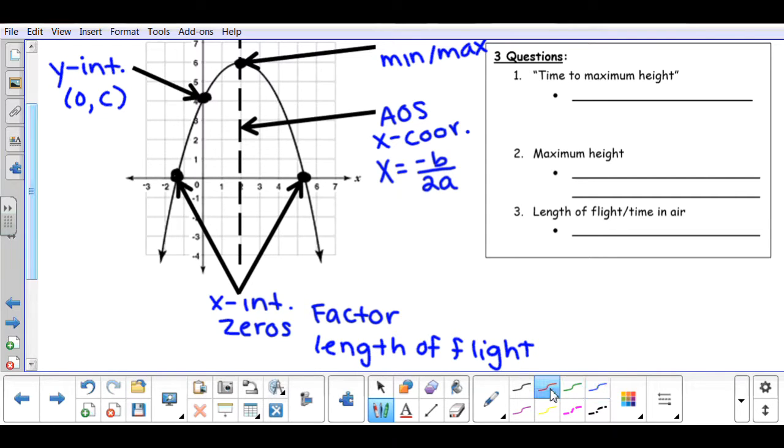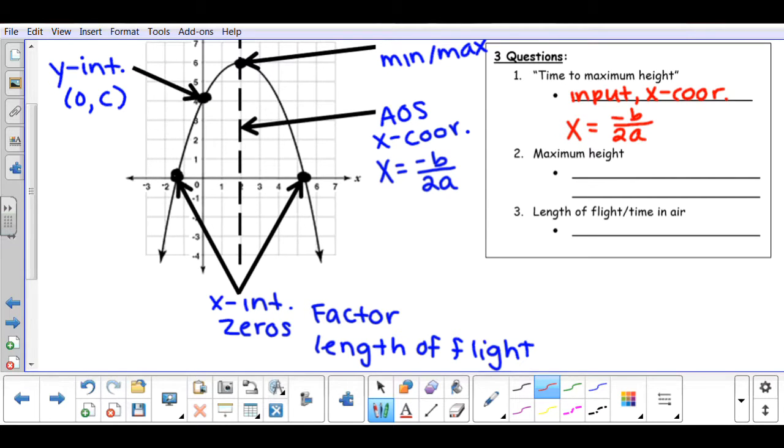So when we do these word problems, we have 3 particular questions that we're asked. So the first one could be time to maximum height. So since it's the time to our maximum height, this is going to be our input. So this is going to be the x-coordinate of our vertex. And we find that using the formula of the negative b over 2a.